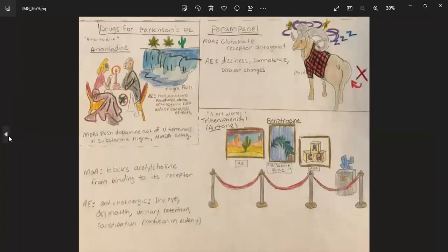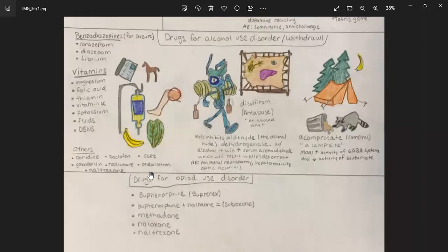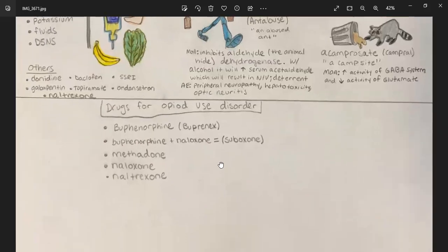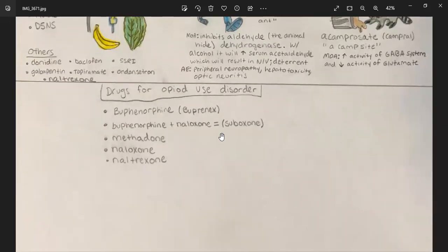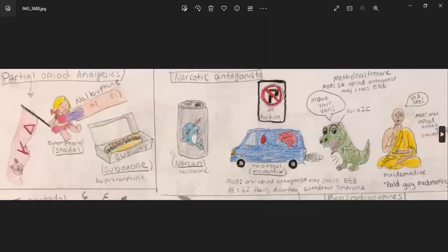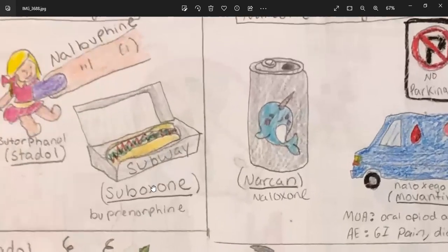So then we move on. Oh, naltrexone, which I'll show in the next one, I think. Drugs for opioid use disorder. These are also all things that we've already covered before. Actually, so I'll show you buprenorphine, this one.